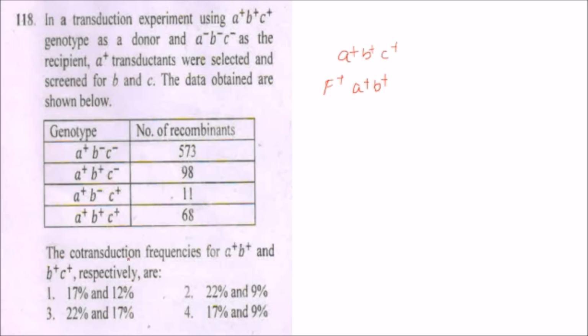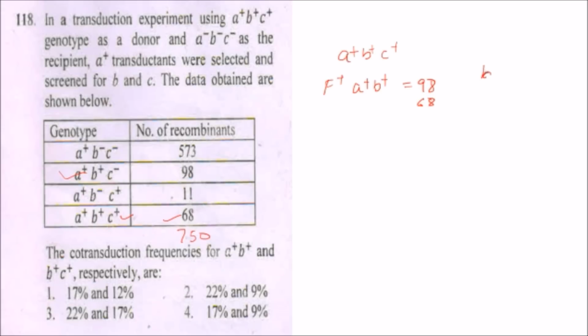So to find out the A positive, B positive, from the data we have to check how many recombinants there are with A positive, B positive. So the A positive, B positive recombinants here are 98 and the other is 68. 98 plus 68, and if you sum up the total, you will get 750. Now similarly, we will take the B positive and C positive one. Here we have only one which is having B positive and C positive.